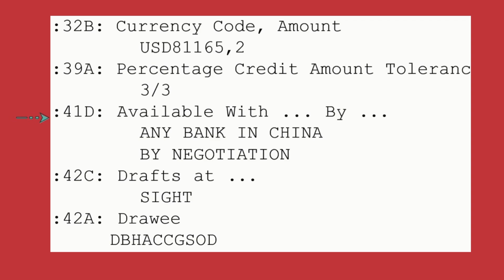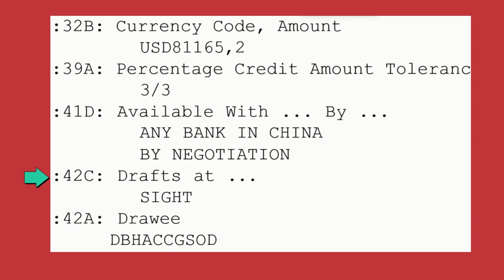So how does the payment happen? There are three common methods. First, sight payment. The bank pays the seller immediately upon document submission. Second, deferred payment. The bank promises to pay after a set time, like 30 days. And third, negotiation. The seller gets paid early by their own bank, which then handles the paperwork with the LC issuing bank. Now let's look at field 42C, which is an optional field that tells you when the payment happens.